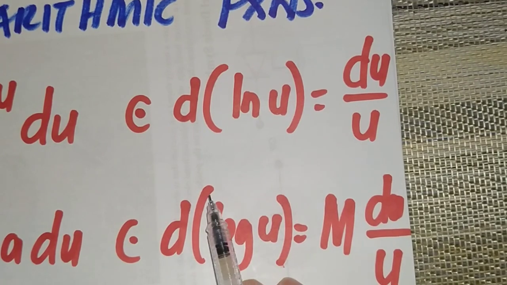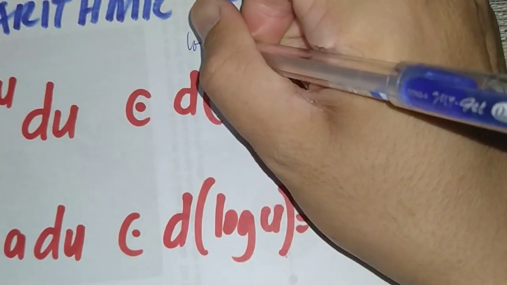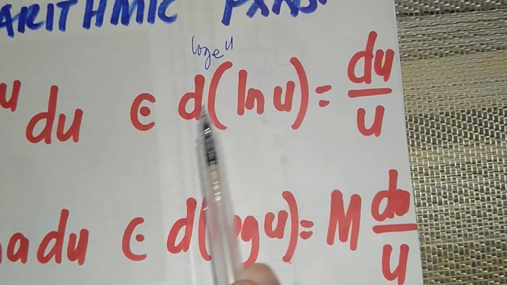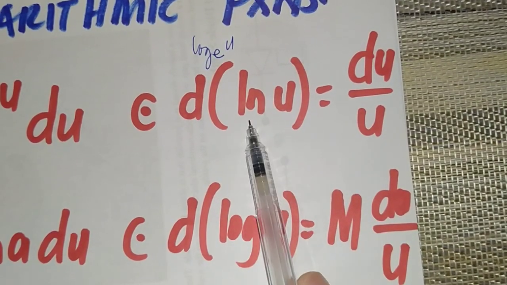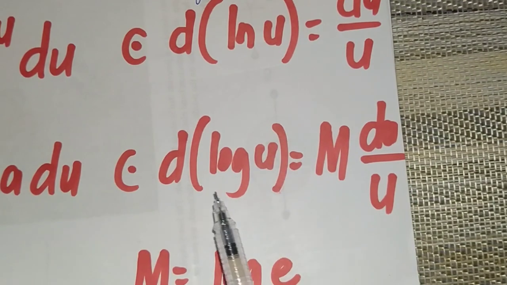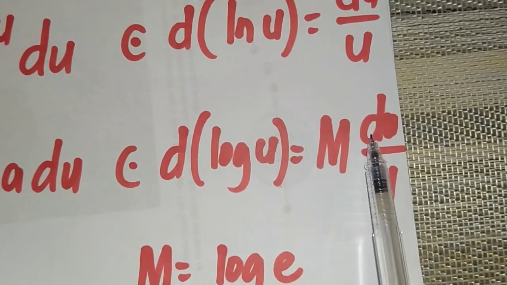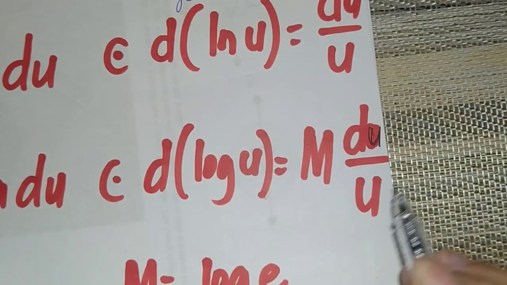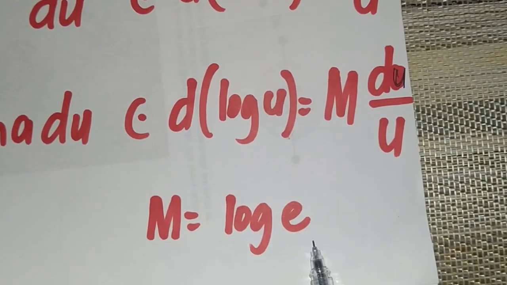So ln u, so we all know naman that ln represents logarithm of a number to the base e. So logarithm of u to the base e is simply ln of u. So if that would be the case, that's du over u. So again, this is just derived from logarithm of u. So si log of u is m du over u. So this is du over u multiplied by m, where m is log of e.